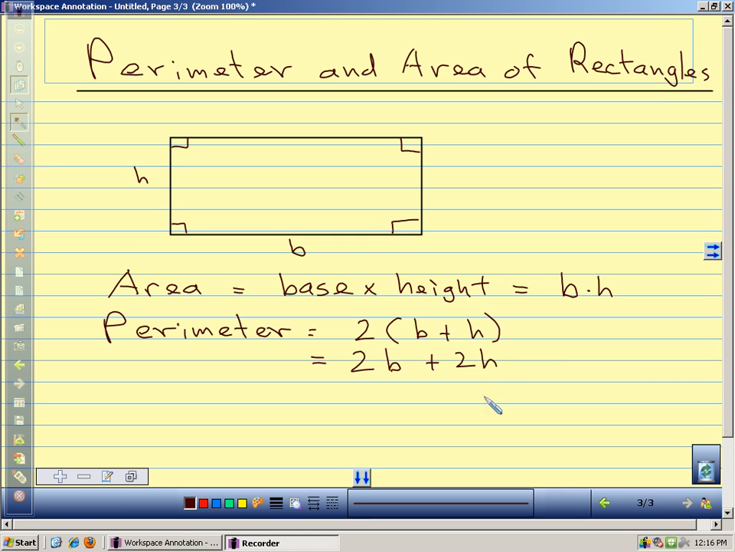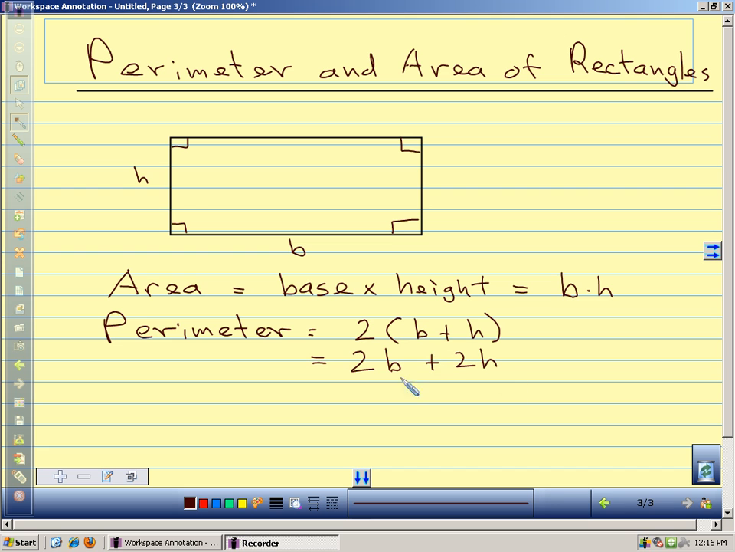And if we think about what we talked about before, we said that the perimeter, we add up how far it is around. We have a base length here and one here, so we have 2 of those. And we have a height here and a height here, so we have 2 of those. So we have 2 bases plus 2 heights gives us our perimeter. So there's our first formula. The perimeter of a rectangle is 2b plus 2h.